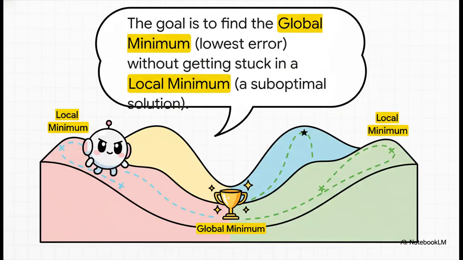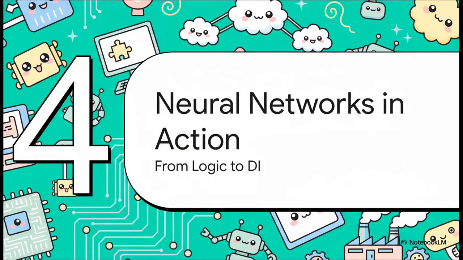So, when you get right down to it, the whole goal of training is to find that one perfect set of weights, the one that gives you the lowest possible error. Imagine you're in a huge, hilly landscape, and your job is to find the absolute lowest point. The goal is to find the global minimum, the deepest valley there is, without getting tricked and getting stuck in a local minimum along the way, which is a spot that seems pretty good but isn't the best one out there.